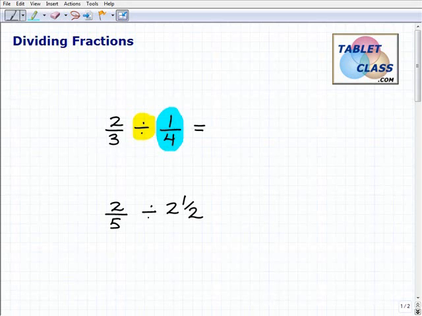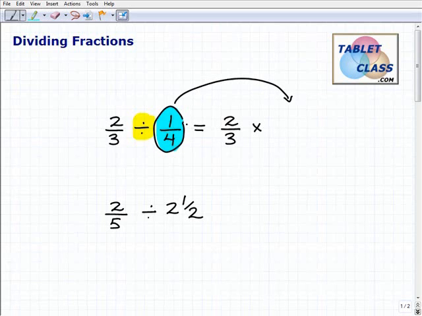Let me actually show it to you. It's easier to show it to you than to try to explain it. So I'm going to go 2/3. Now, instead of having a division problem, I'm going to turn it into a multiplication problem. But to do that, I need to take this fraction and flip it upside down. So instead of 1 over 4, it's going to be 4 over 1.